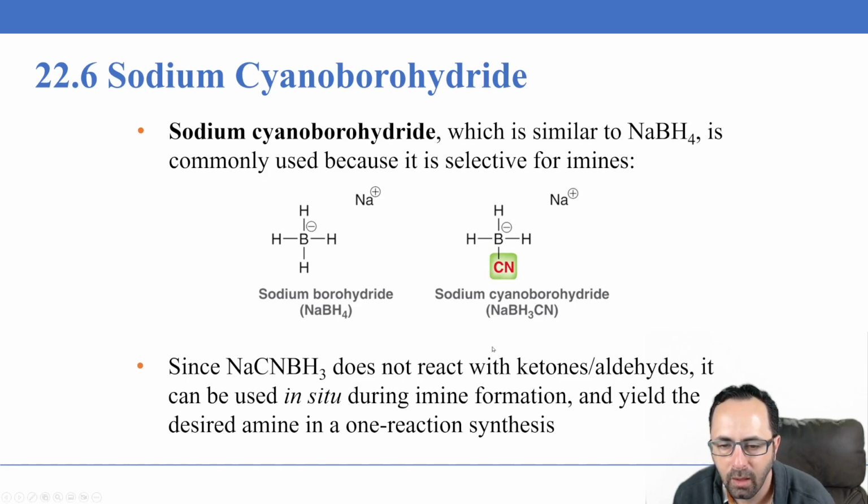This cyanoborohydride does not react with ketones and aldehydes in the way H2 and platinum would. So you can add it into the same reaction vessel during the imine formation and immediately form the amine. This is a specialized reducing agent that we would want to use for amines.